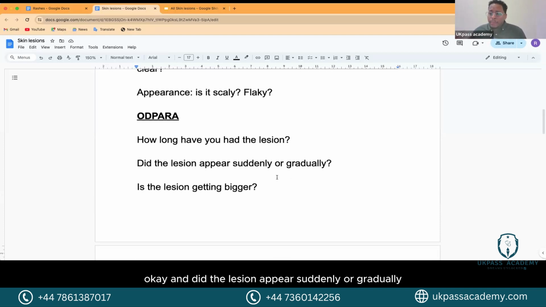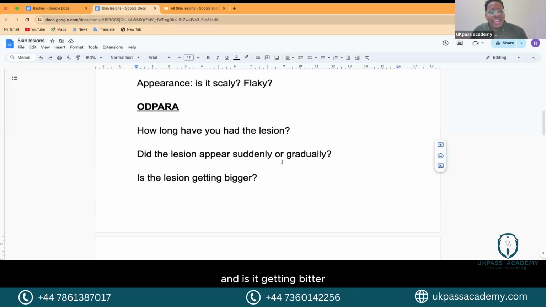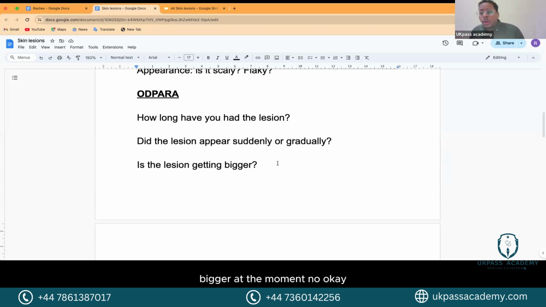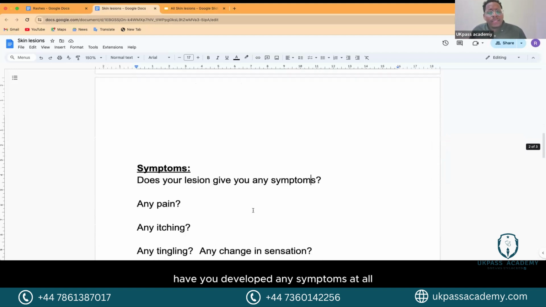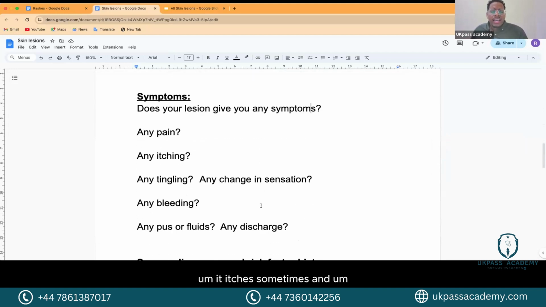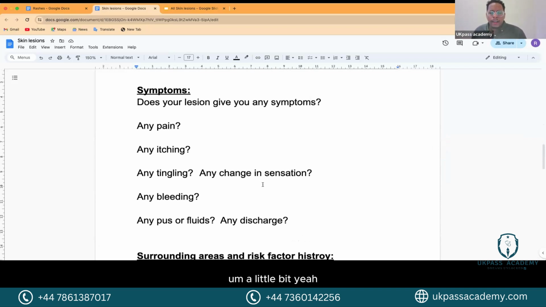And did the lesion appear suddenly or gradually? Is it something that was growing gradually? No, doctor. It appeared gradually. And is it getting bigger at the moment? No. Okay. Have you developed any symptoms at all? Does the lesion give you any symptoms? It itches sometimes, and I've noticed that lately it's been bleeding a bit more as well when I itch it. I see. Okay. And does it cause pain? No. Any changes in sensation? A little bit. Yeah.